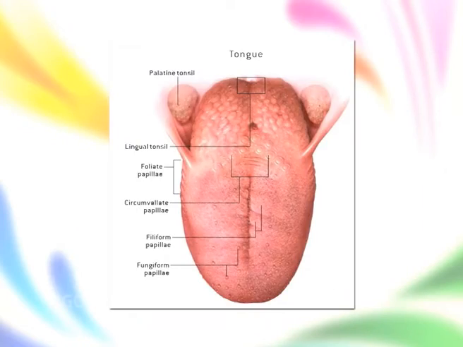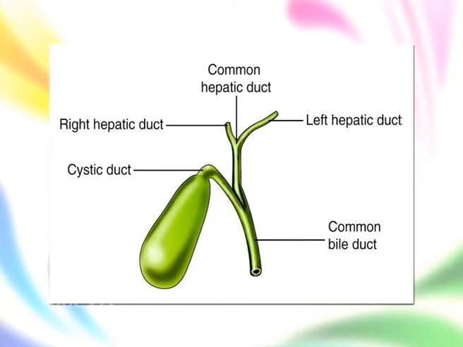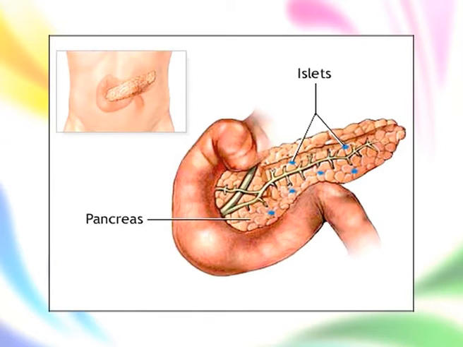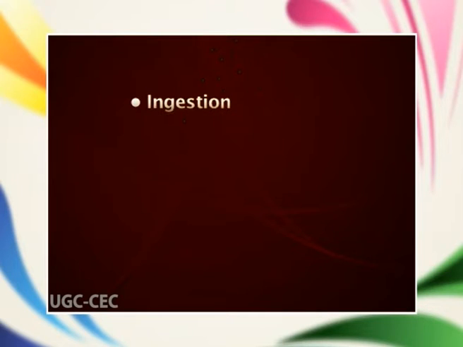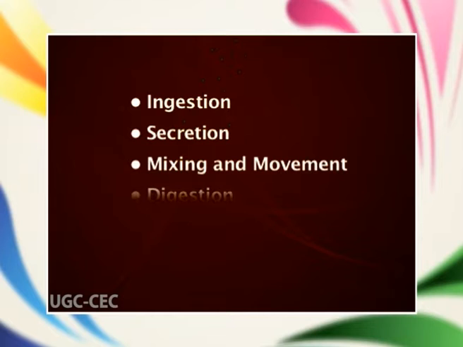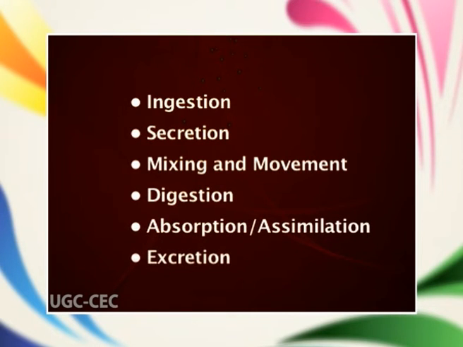In addition to the gastrointestinal tract, there are some other accessory organs that aid the gastrointestinal tract to digest food. These accessory organs include teeth, tongue, salivary glands, liver, gallbladder and pancreas. The process of digestion, which aims at providing energy and nutrients to the body, has 6 major functions, which are ingestion, secretion, mixing and movement, digestion, absorption or assimilation and excretion. Now let us discuss these one by one.